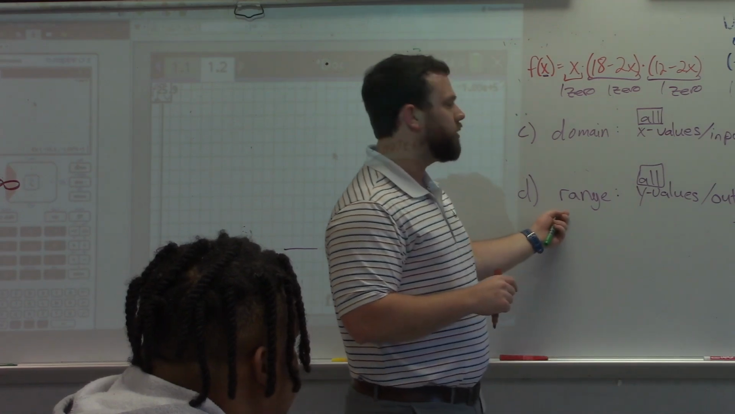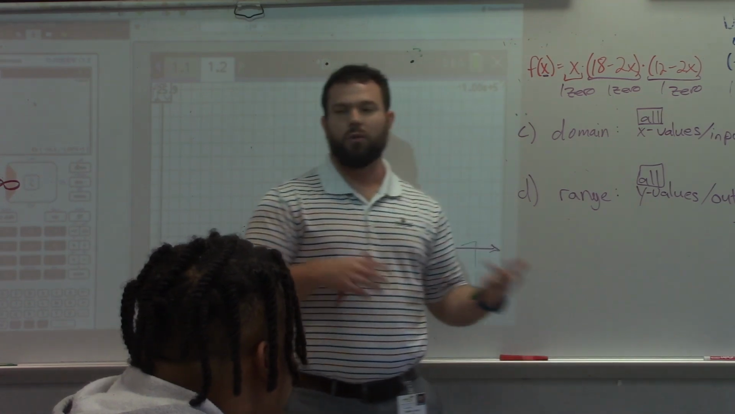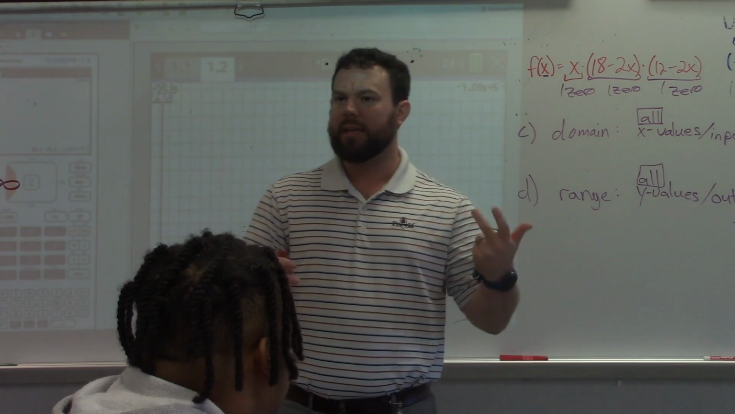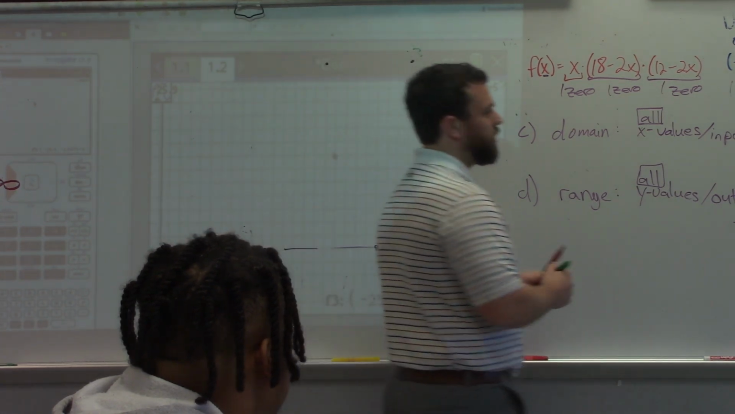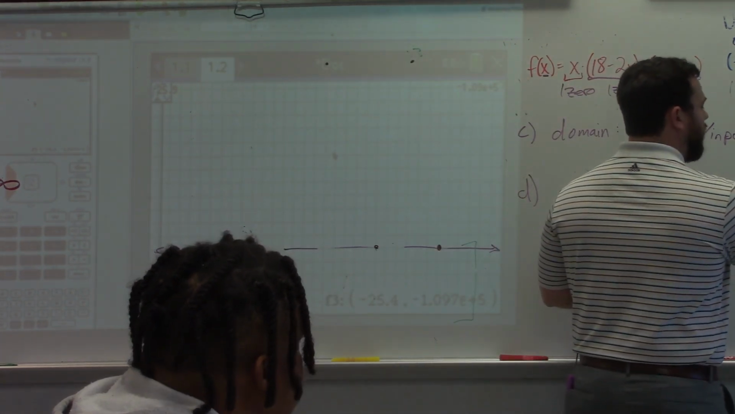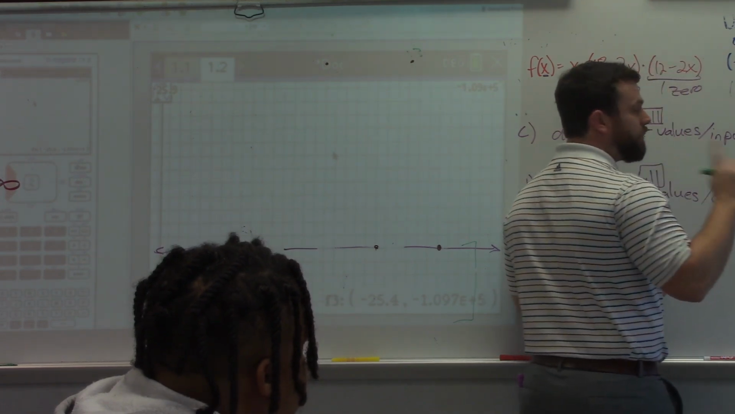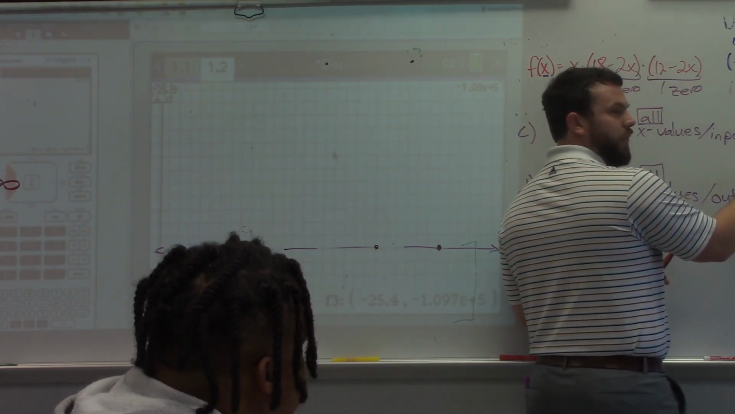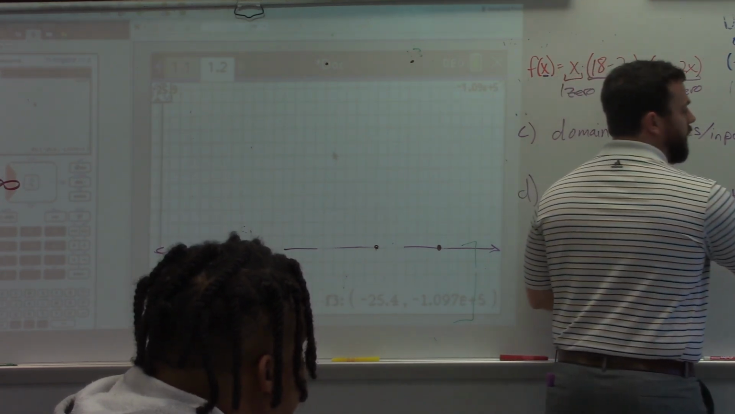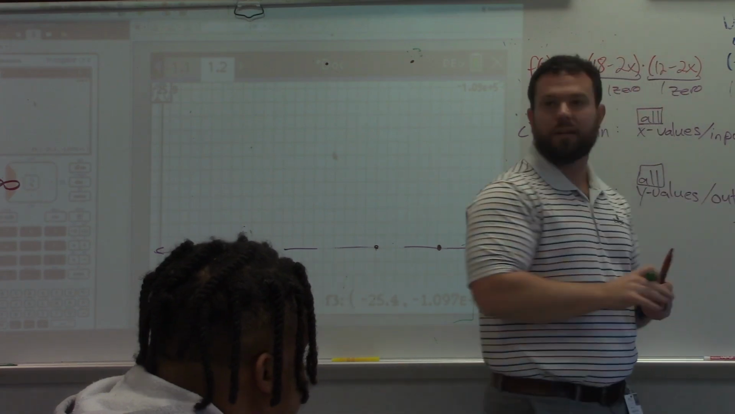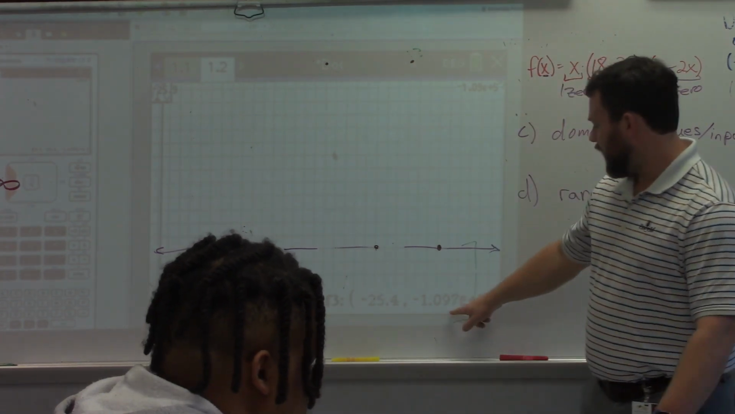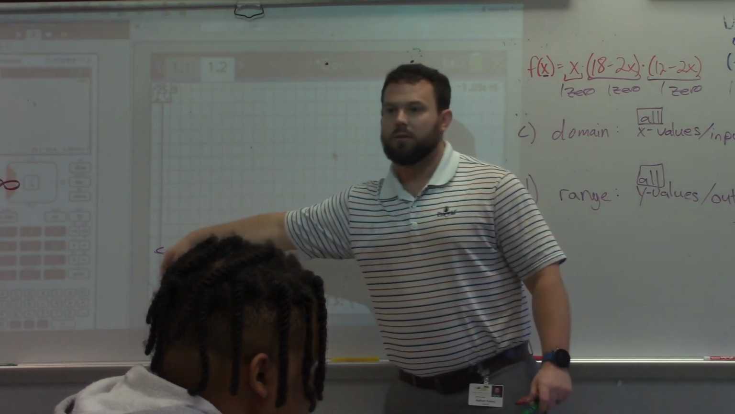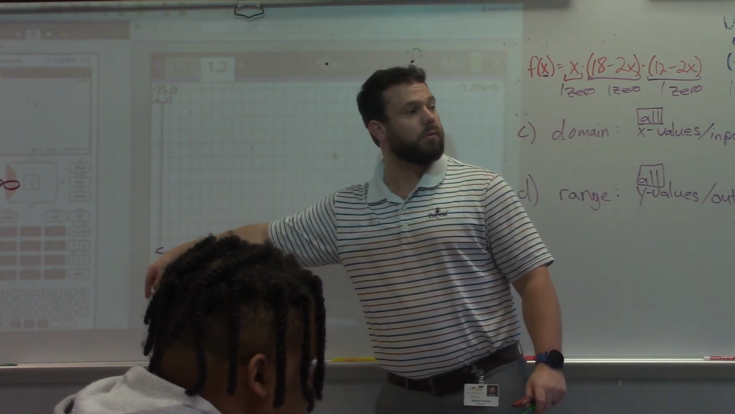So what would my range be? It's all the y values, right? What do I need first in my interval notation? I need the minimum. I need my minimum y value. What is my minimum y value? We kept going down, right? Negative infinity.